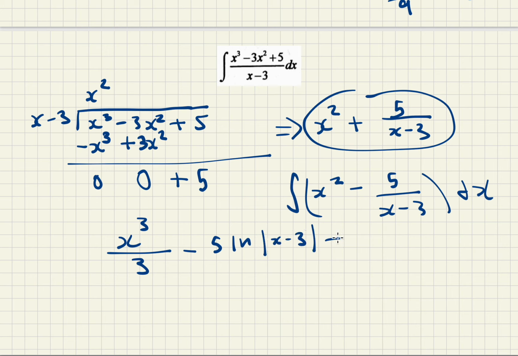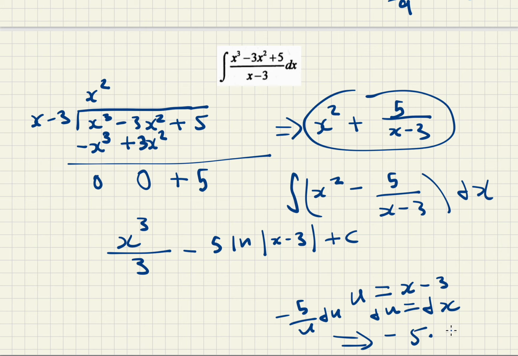And the reason behind this, plus c, the reason behind this is if you take u as x minus 3, then du equals dx, right? Taking the derivative on both sides. And if you do that, we can replace x minus 3 with u, so you get 5 over u du, because dx equals du. And 5 is equal to 5 times 1 over u. And 1 over u is an identity. 1 over u is natural log of u. And so u is x minus 3, which is our denominator.